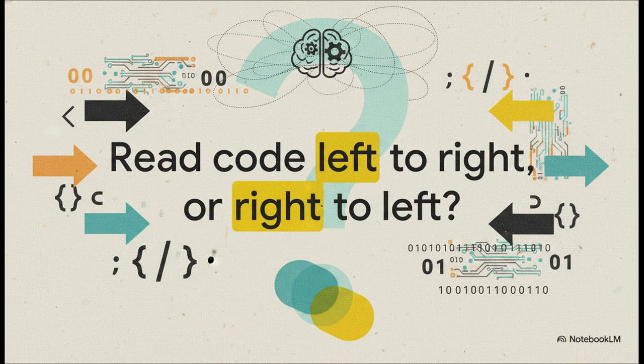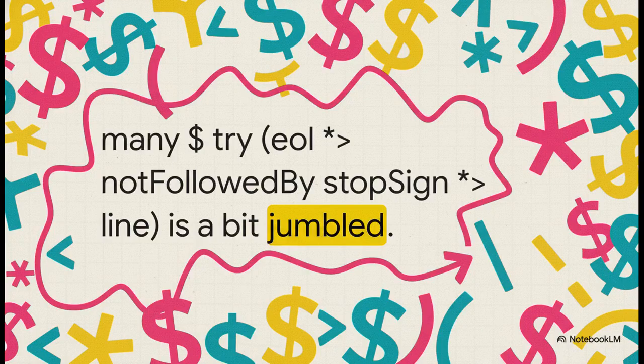Let's look at the exact experience the author had when writing out their parser logic. Consider a line of code the author wrote right before their final revision. I want you to try reading it left to right, exactly the way you'd naturally read an English sentence. Many, $, try. It gets jumbled almost immediately, right? It kind of feels like an alphabet soup.